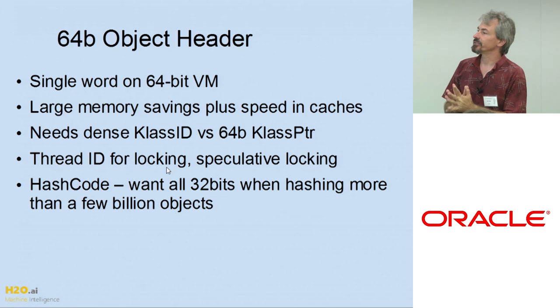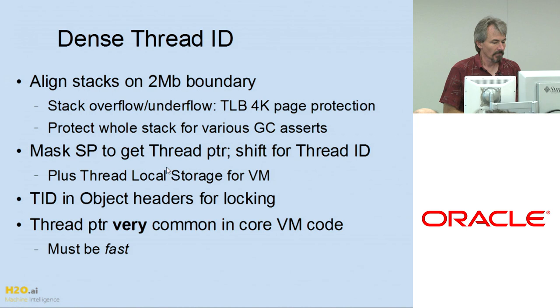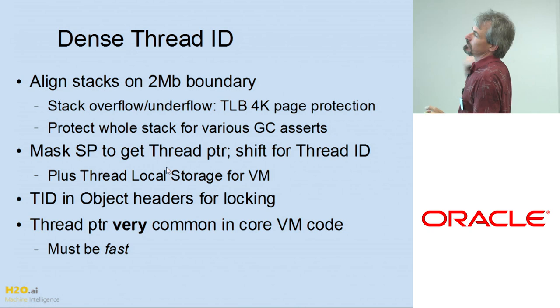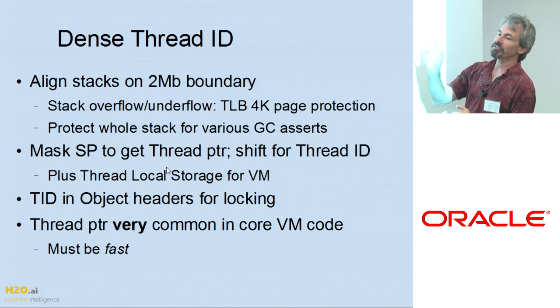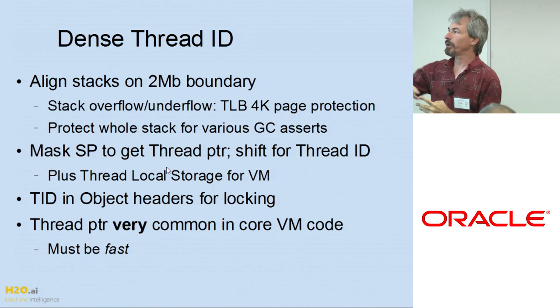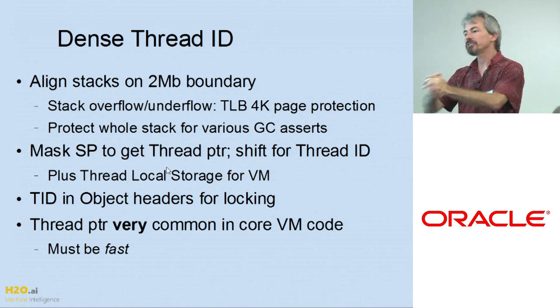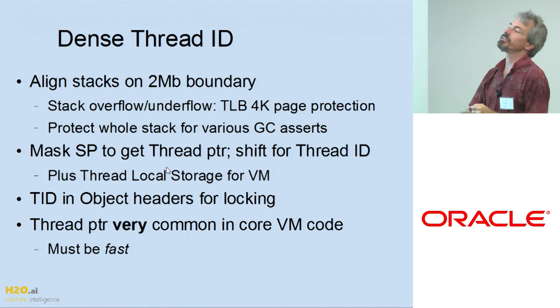Oh, okay, here, I just said this. Align your stacks on a boundary, and then shove the thing right or left to get the stack ID out. Use TLB page protection to catch your underflows and overflows at the edges. We had various cool certs where we would protect the whole stack and say, we think everyone's at a safe point now, and we're going to crawl the stacks, but we're going to TLB read protect or TLB write protect the stack, and then start doing our GC cycles. And occasionally you'd catch some thread that ran on past the safe point because he skipped it somehow and started scribbling on the stack, and you'd catch these bugs that way.